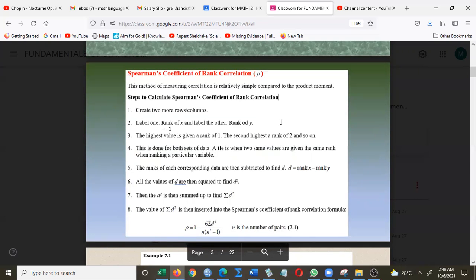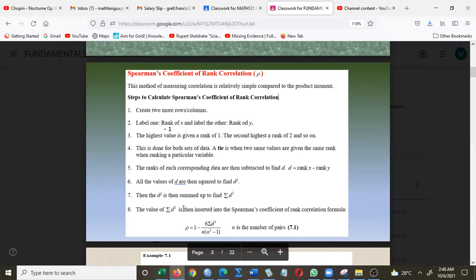The ranks of each corresponding data are then subtracted. So you have a third column to calculate what is D squared. How do you calculate D? You subtract the ranks, rank X minus rank Y, and then that value, you square it, to cancel out any positive number, any negative number. So all your D squares have to be positive. And number 7, now you sum up all those D squares.